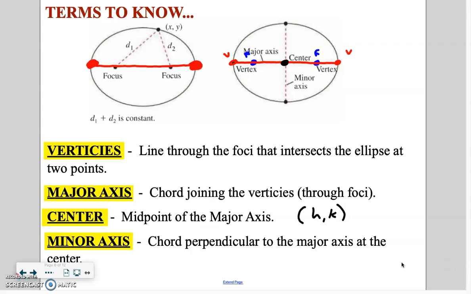All right, so the center point, again, we will be a little bit more specific, but the distance from the center to the first vertex is going to be the same as the distance from center to the other vertex. Same with the foci. The center is going to be the midpoint between the foci. The center is going to be the midpoint between your vertices.